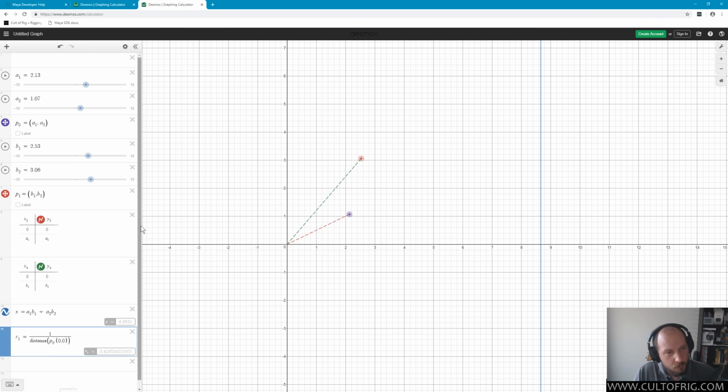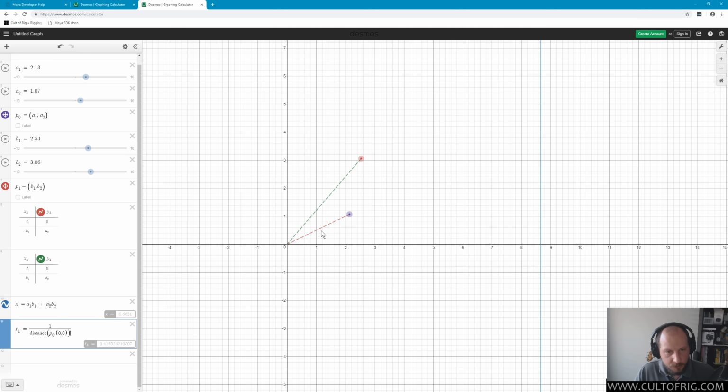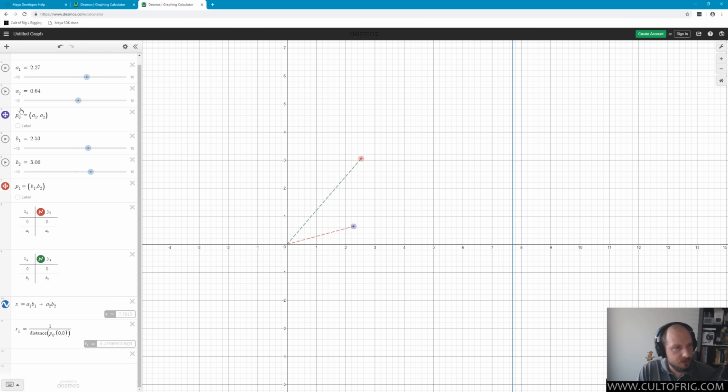Now, if we produce another point, which is going to be P... Sorry, let me change the color of those things, because I'm confusing myself. Something serious, come on. So red and green. Okay, much better. Now I can read what I'm doing.